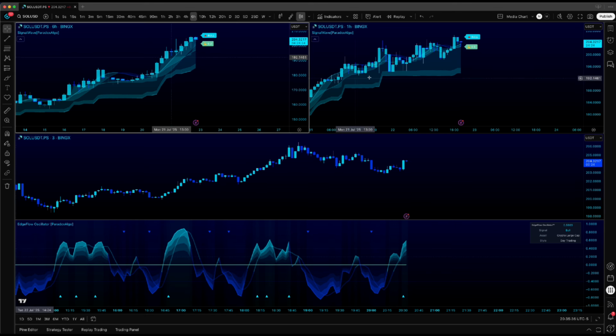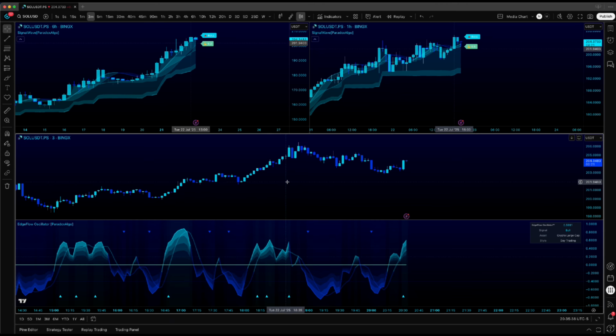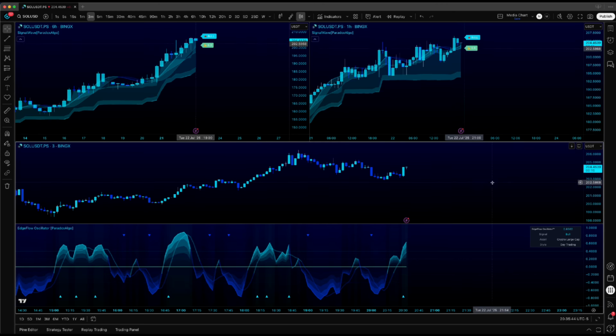This 3-time-frame system, 6 hour for trend direction, 1 hour for confirmation, 3 minute for execution, this is exactly how professional trading desks operate. They're not gambling on random signals. They're reading institutional flow and aligning their positions with smart money.